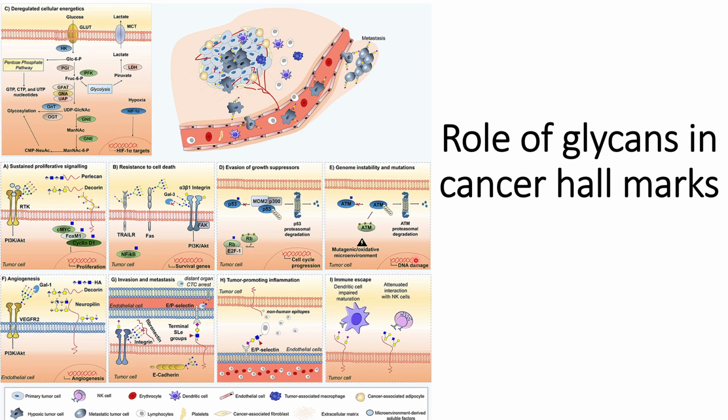So these are just a general brief overview of how glycans play a role in the cancer hallmarks. If you need to understand in detail about the role of glycans in the cancer hallmarks, you can go through the reference that has been provided in the description.